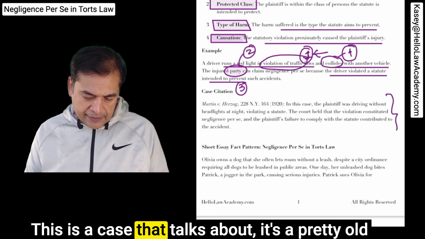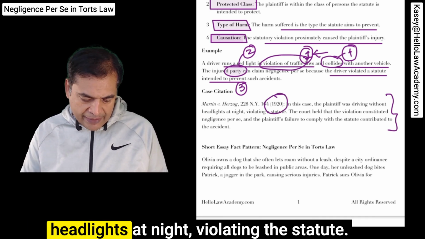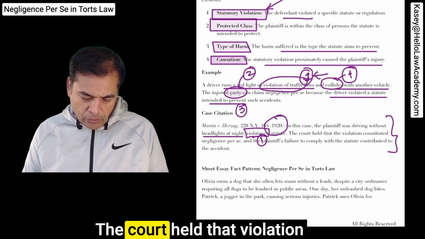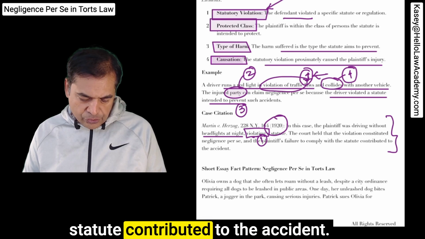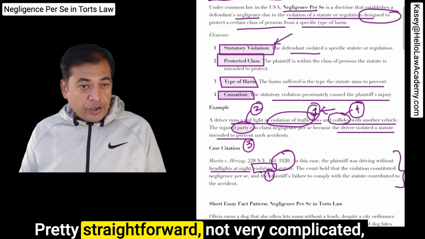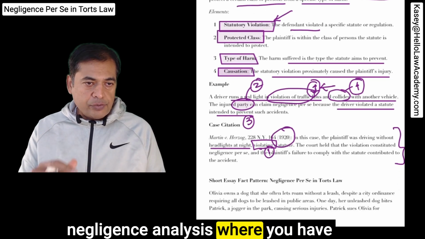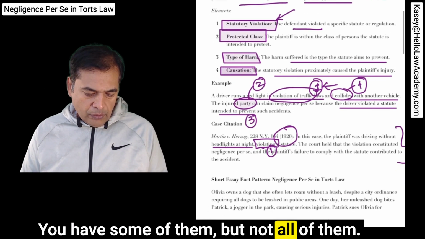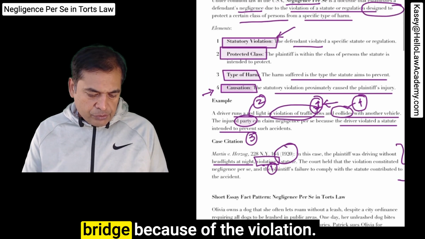This is a case, a pretty old case from 1920, where the plaintiff was driving without headlights at night, violating the statute. That's number one. The court held that the violation constituted negligence per se, and the plaintiff's failure to comply with the statute contributed to the accident. So that's how negligence per se works. Pretty straightforward and not very complicated, but it does not have your standard negligence analysis where you have duty, breach of duty, causation, and harm. You have some of them, but not all of them. You have causation here, just like negligence. You don't have a duty and a breach because of the violation.